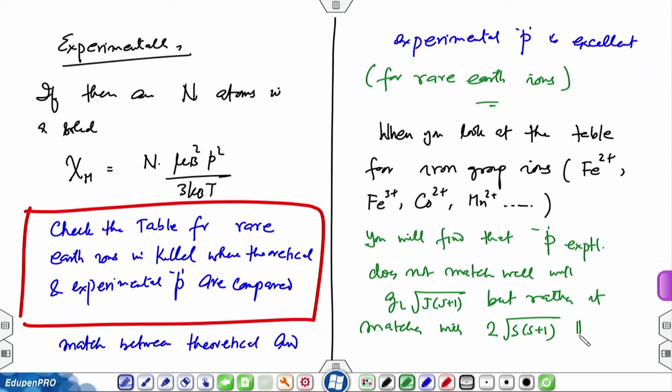So, we need to explain that, and that will be the end of this lecture. What this implies is that instead of total angular momentum J, it is the total spin that is giving rise to the magnetism in these systems. So, let us write that.